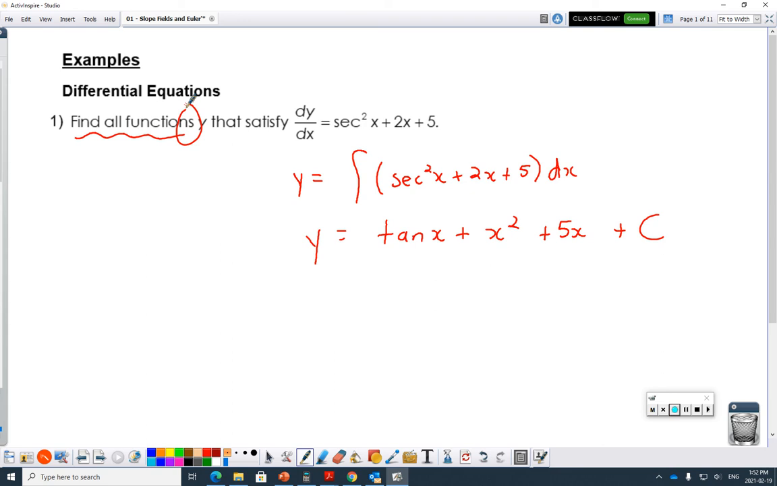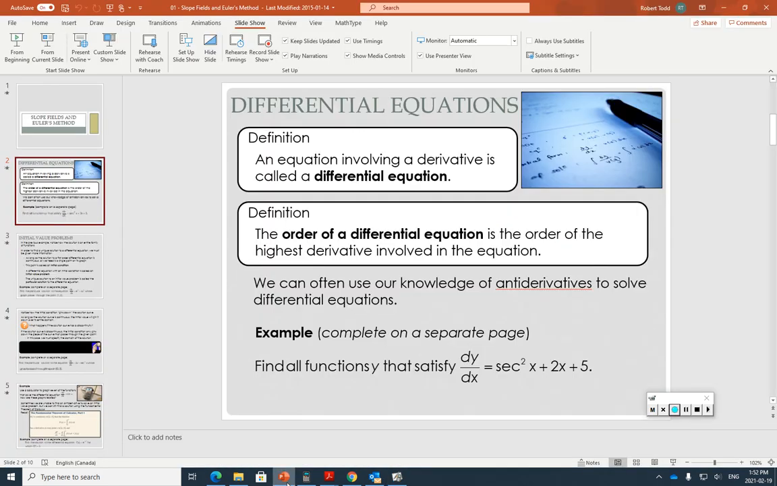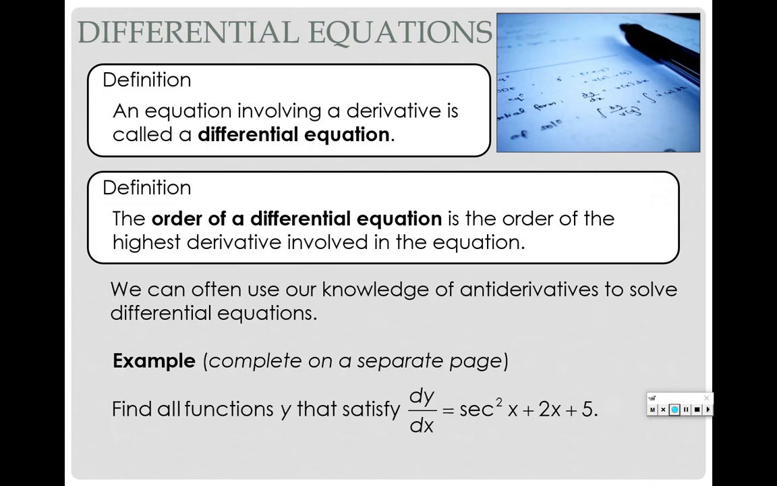There they all are. Any questions about that example? Why is this called a differential equation? Because it's an equation that's got a derivative in it. Okay? I did that example.